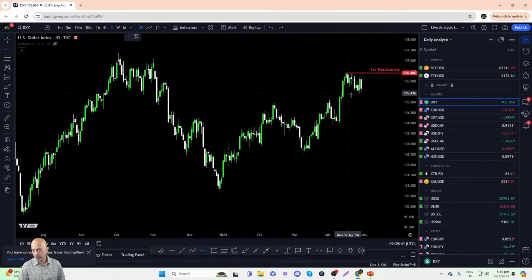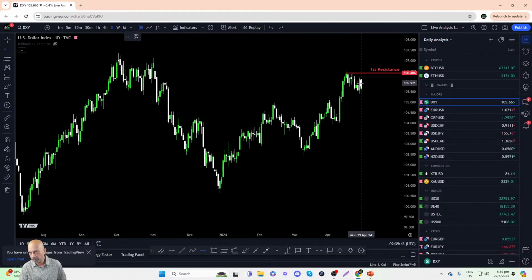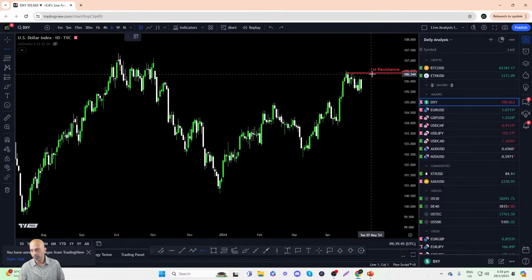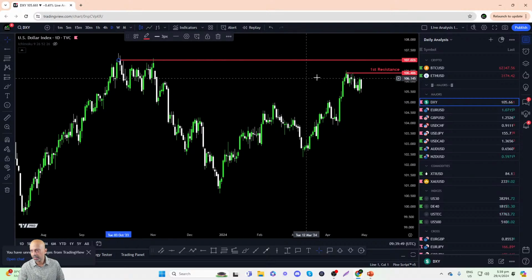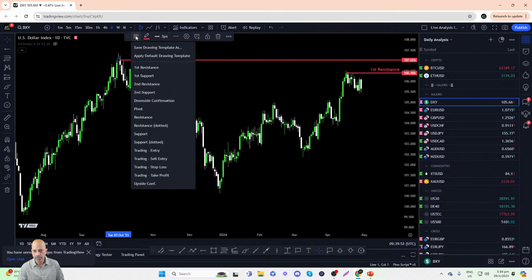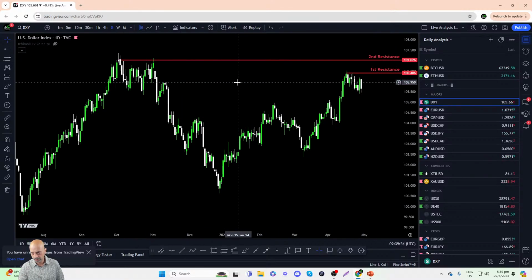So should we see the dollar index reverse in the second half of the week and perhaps even break above the current first resistance, the second resistance is likely to come in at around 107. So this is where the second resistance for the dollar index resides.